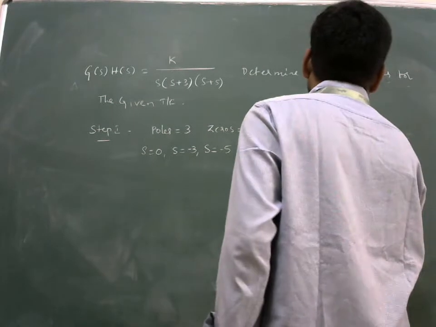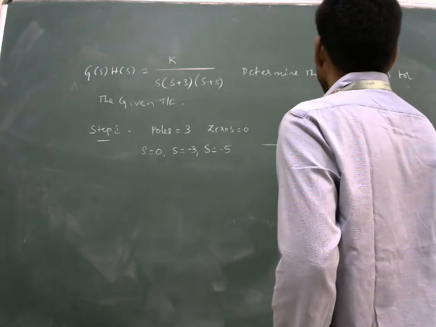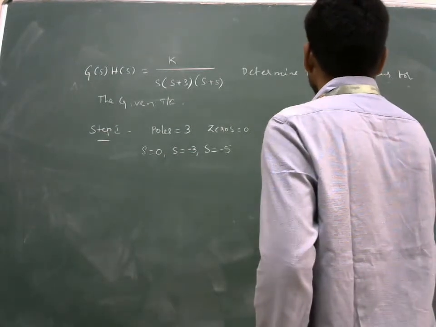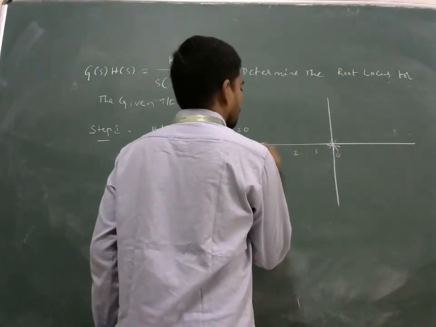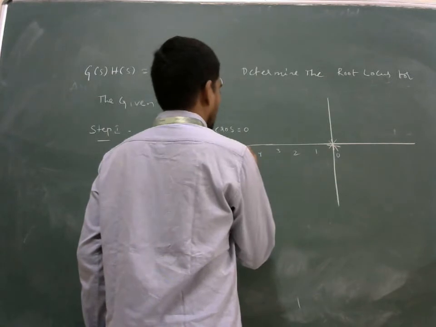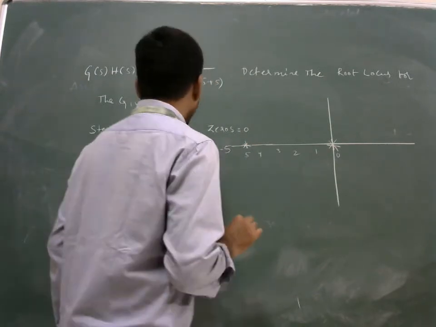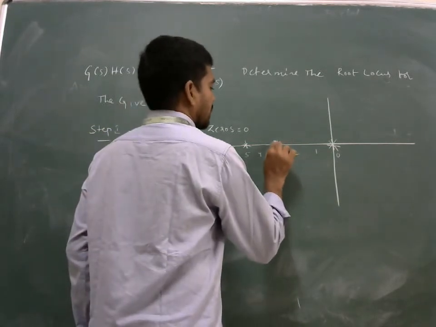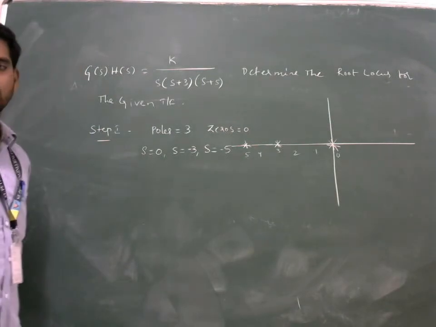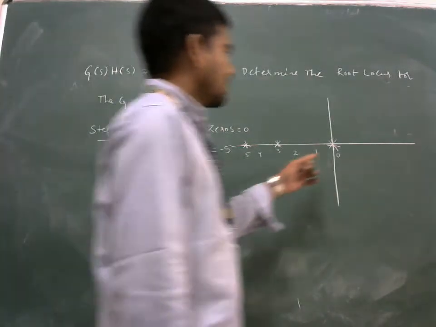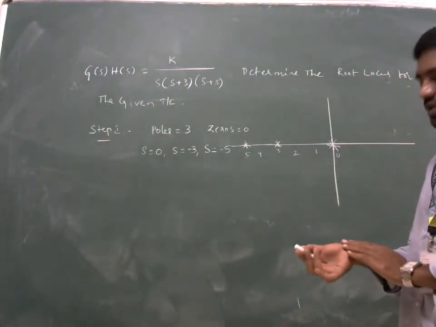Now we need to take these on the graph. What are the poles we need to represent? S is equal to 0, this is the origin. We take 1, 2, 3, 4 and 5. Minus 5 is one pole and minus 3 is also one pole. This is the first step. Is there any zero? No zeros are there. I am just indicating the poles and zeros on this root locus plot.